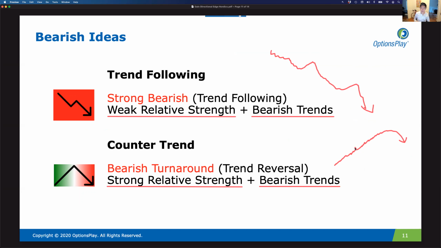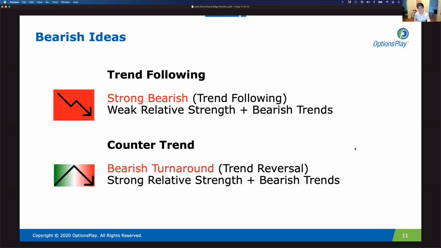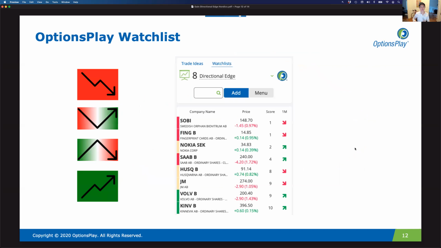So how can you use OptionsPlay to identify stocks within these four categories? It all comes down to our watch list feature. Our watch list feature is built to color code and allow you to quickly find stocks that fall into one of these four categories. When you use the OptionsPlay tool and pull up either the trade ideas panel or the watch list panel, there is a column called the score. The score is that technical score that I'm referring to. As you can see, this is a watch list that I created just before this webinar.